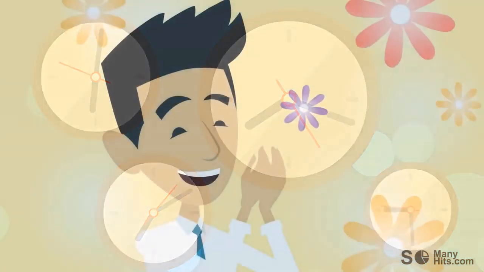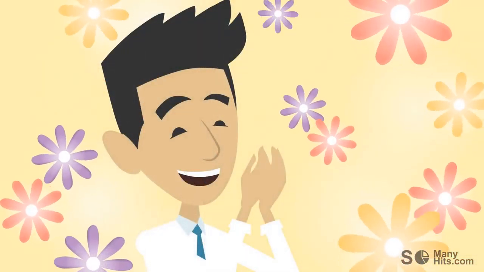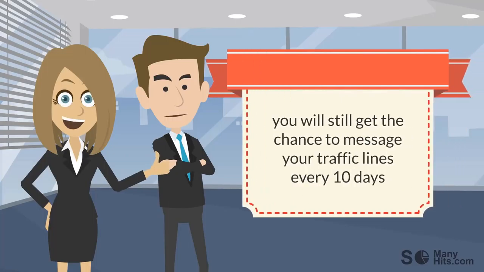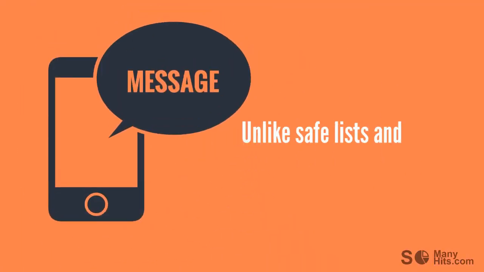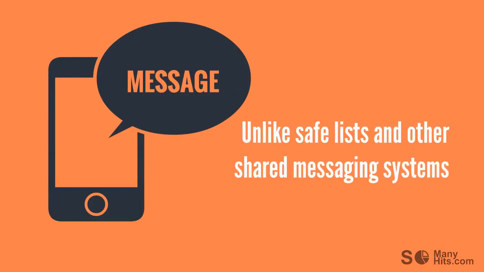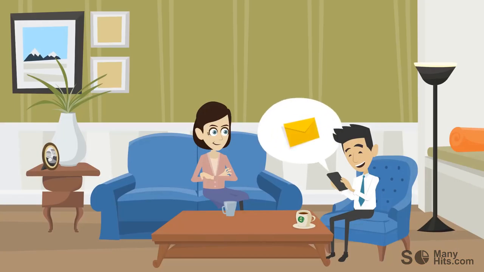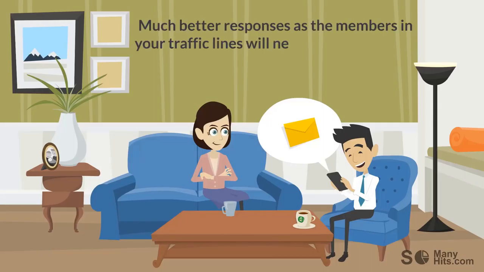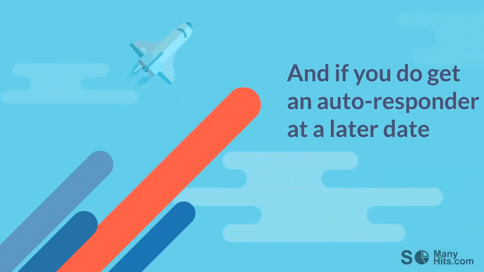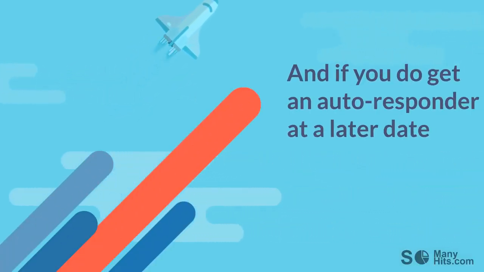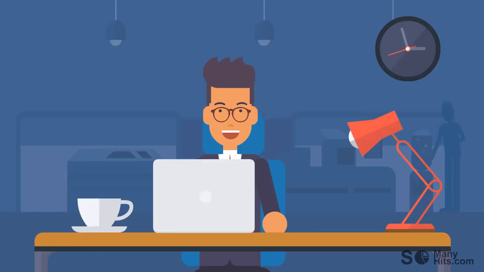Even if you are a newbie and don't have an autoresponder yet, you will still get the chance to message your traffic lines every 10 days. And once again, unlike SafeLists and other shared messaging systems, you will only get messages from one person. This means your messages will have much better responses, as the members in your traffic lines will never be flooded with messages. And if you do get an autoresponder at a later date, you can easily import all the contacts in your traffic lines to your autoresponder at any time.